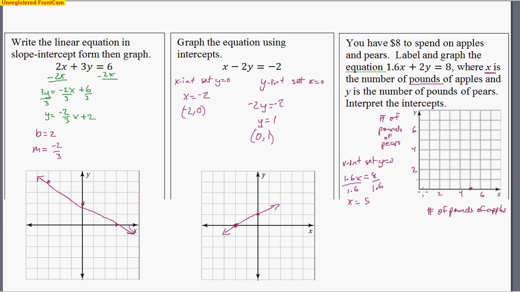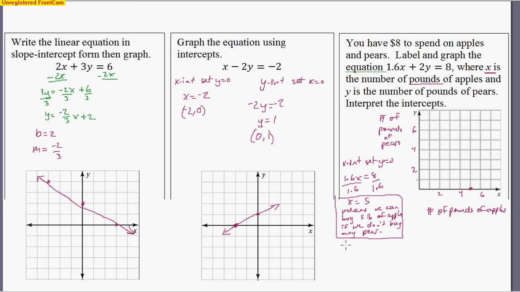And that means we have 0 pounds of pears. So x equals 5 means we can buy 5 pounds of apples if we don't buy any pears. So 0 pears, we can get 5 pounds of apples, and that's what that x-intercept represents.